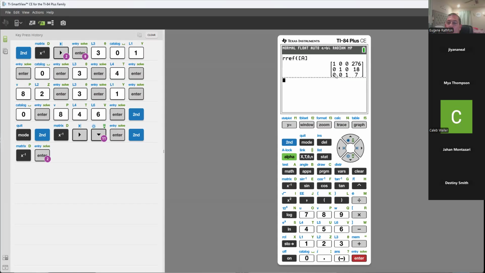So see how the 1 in the first column, that was the egg column. So one egg had 276. The 1 in the second column, if you go right, so one cupcake was 18. And then since this last one is in the last column, that meant one slice of pizza was 7 milligrams.